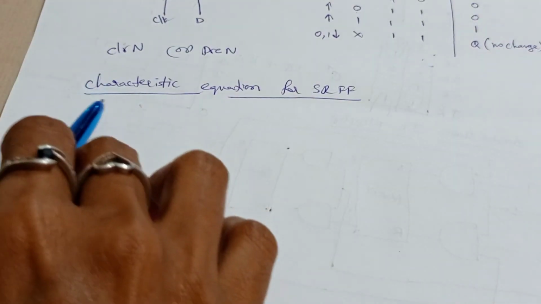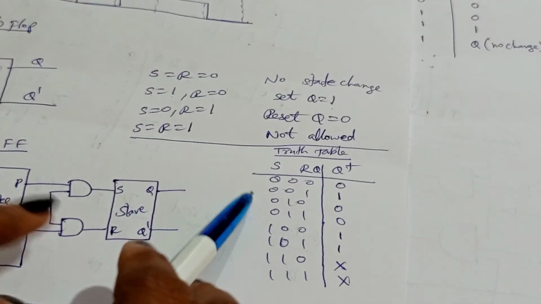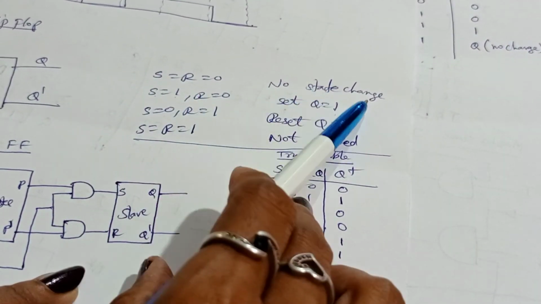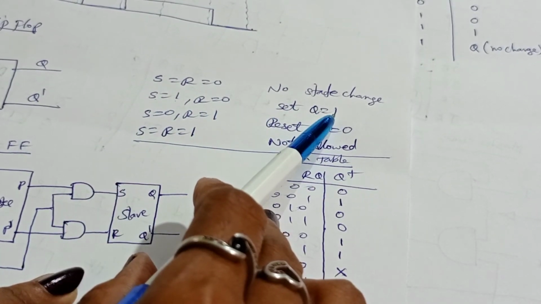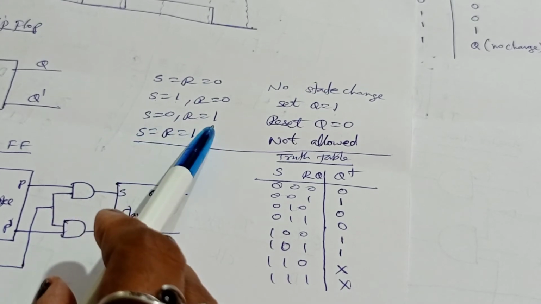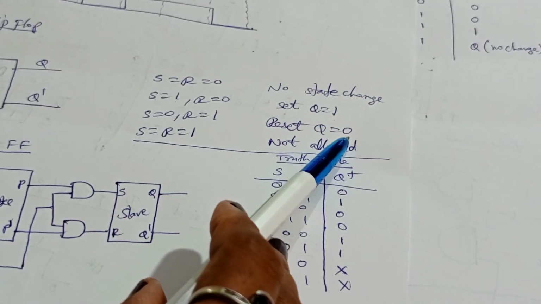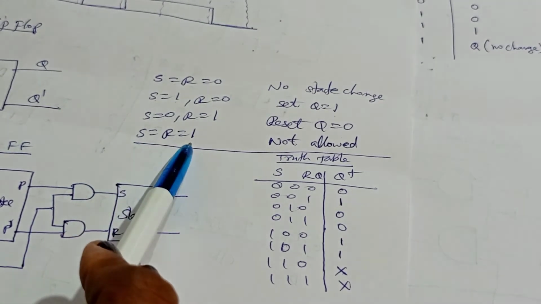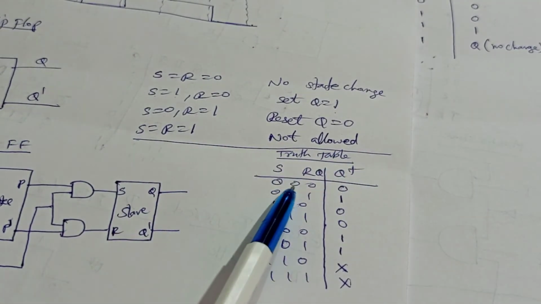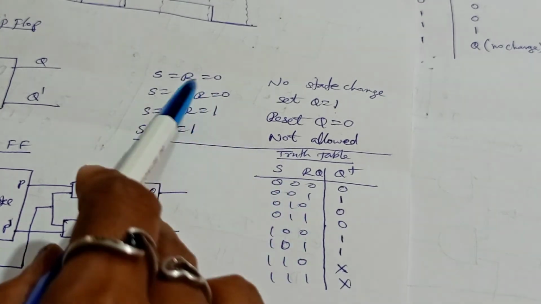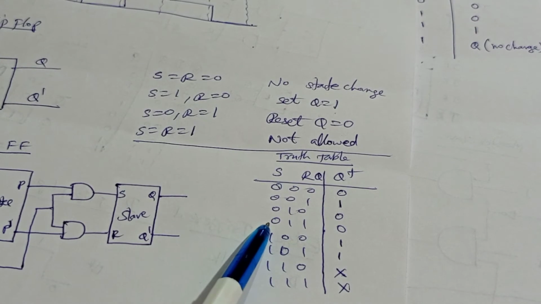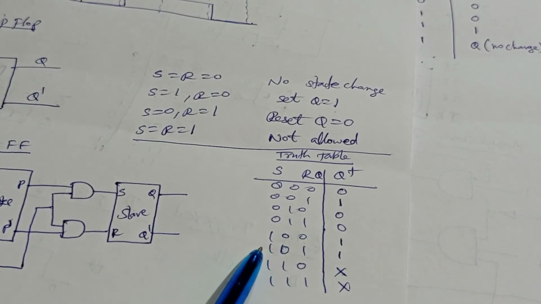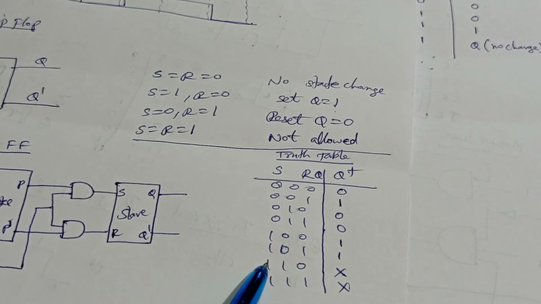Characteristic equation for SR flip-flop. As we have discussed earlier, S is equal to R is equal to 0, no state change. S is equal to 1, R is equal to 0, it is set, Q is equal to 1. S is equal to 0, R is equal to 1, Q is equal to 0, reset. S and R both are 1, not allowed. By this, if both are 0, there is no change in the state, and if S is 0 and R is 1, output is 0, and if S is 1, output is set to 1. Both are 1s, it is not allowed.